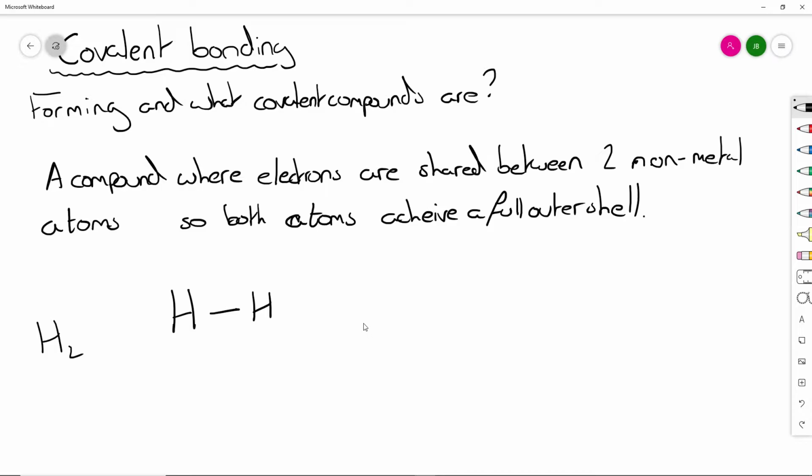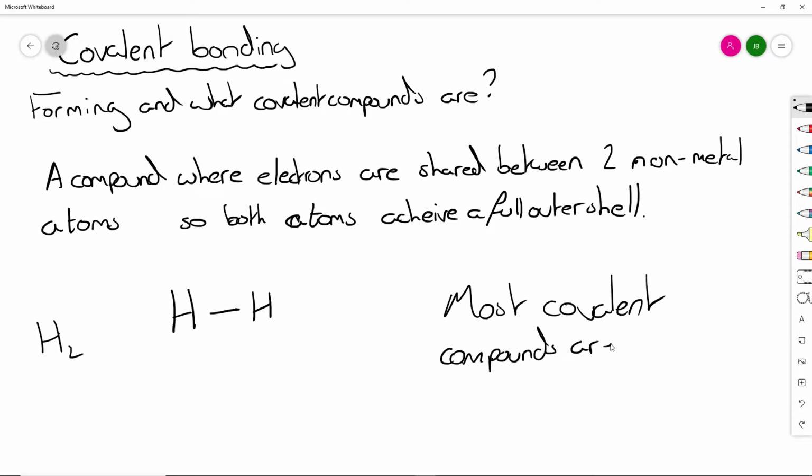Right, most of them, as I said, we're going to talk about small covalent compounds because most covalent compounds are small. And by small, I mean 2, 3, 4, not many atoms involved. A giant one is something like diamond, where it has got millions upon millions of carbon atoms. Right, so that's just a quick intro on what they are.